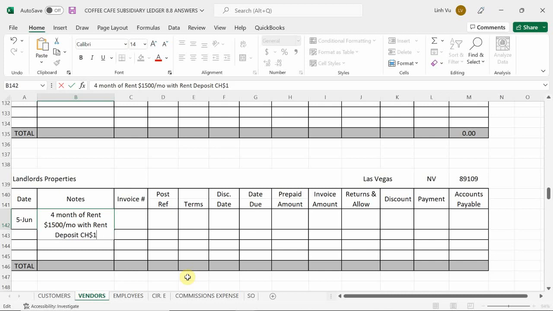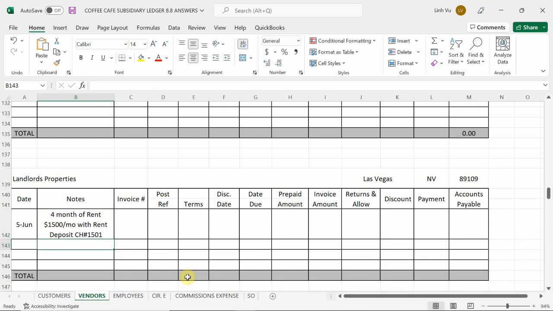Because this way, if I have to backtrack to where that check is, I can check my checking account. Did it clear? Did I pay my vendor for what I owe them? And if I never see check number 1501 ever clear, I can always call up my landlord and say, hey, where is the check that I gave you? And if they say they lost it, well, then that's on their end. They never came out to come get me.